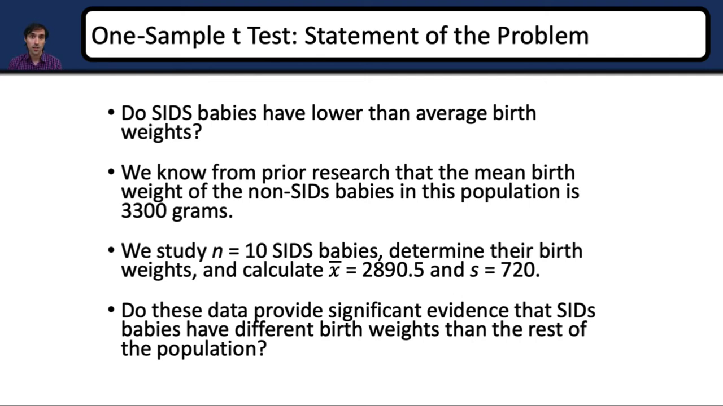So our question is, does the data provide significant evidence that the SIDS babies have different birth weights than the rest of the population? I shouldn't have said full-on research question. This is just more our question here.